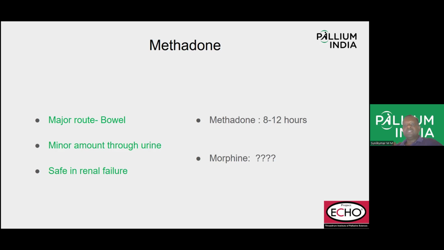And the duration of action of methadone is 8 to 12 hours, so you need to give it only twice or thrice per day. But in case of morphine, it is 4 hours. Okay. So that is one advantage of methadone.